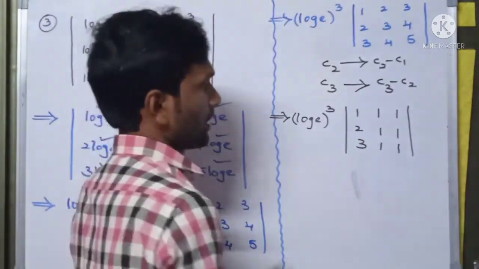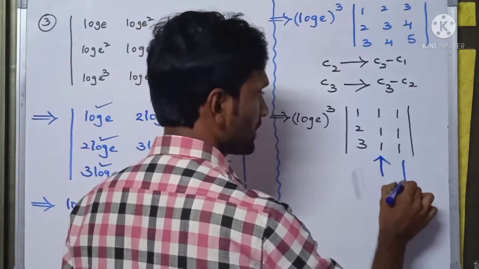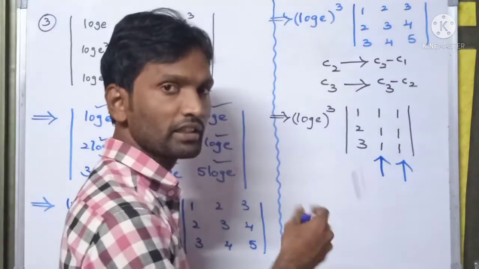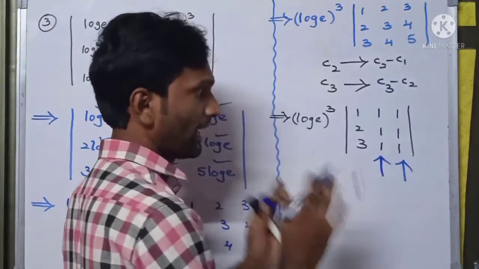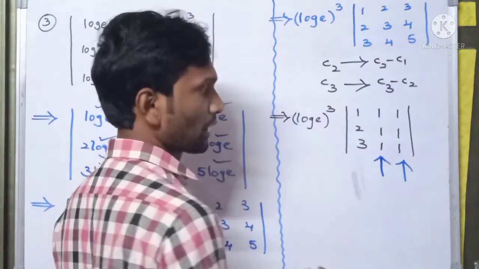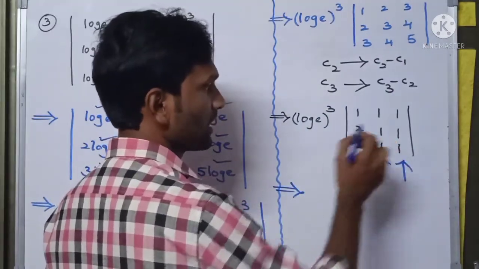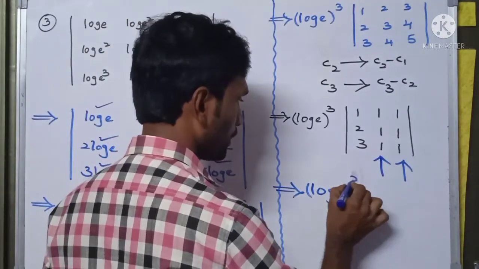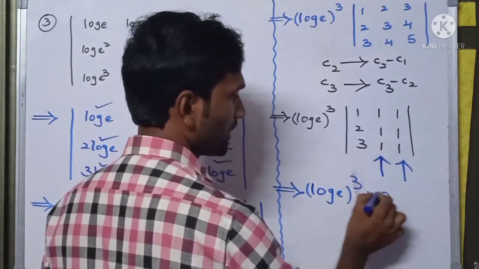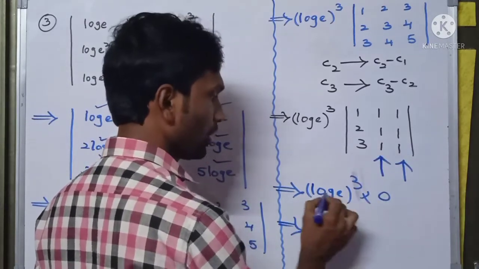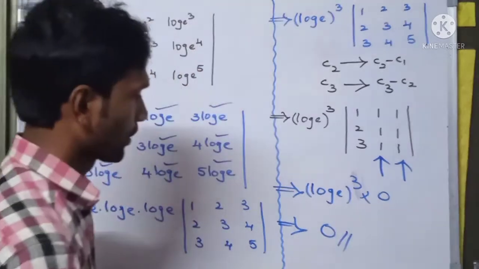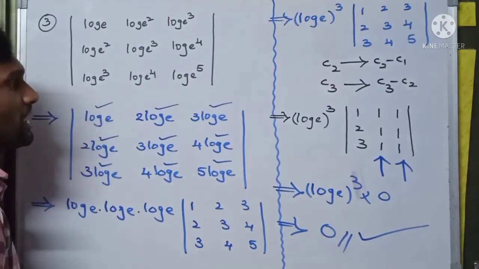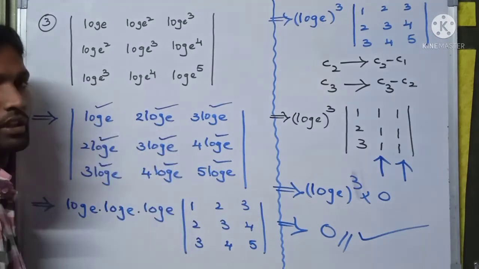Observe the second and the third columns in this determinant; both are identical. If any two columns are identical in the given determinant, then the value of the determinant is equal to 0. That means log e whole cube into 0, and 0 into anything is 0. So finally the value of the given determinant is equal to 0. This is the process for finding the value of the given determinant.